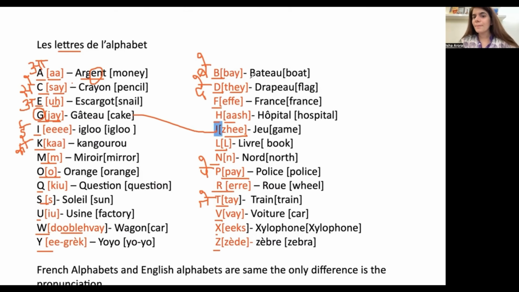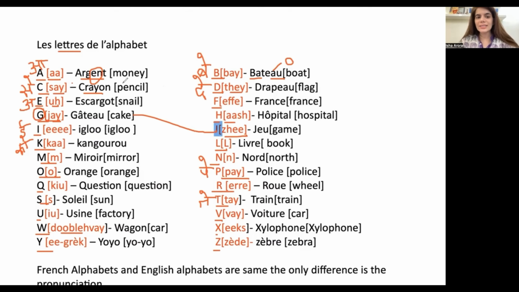Now, B-A, bateau. So, whenever you see that there is E-A-U, you read it like O. You read it like O. Bateau, bateau. Now, next, crayon, crayon.